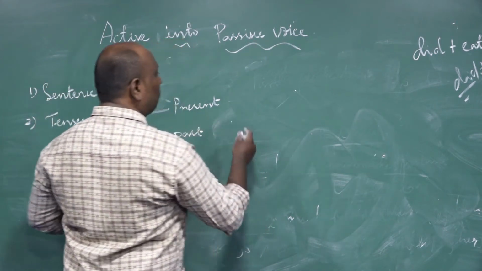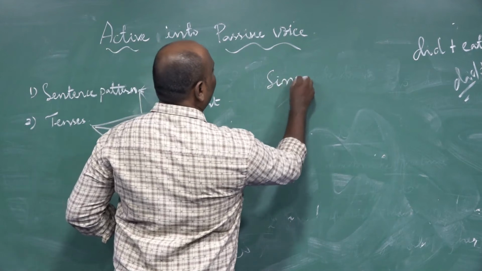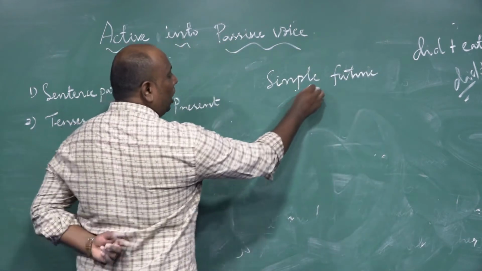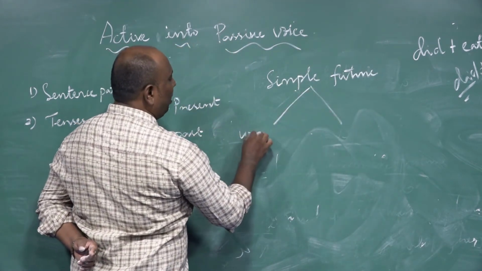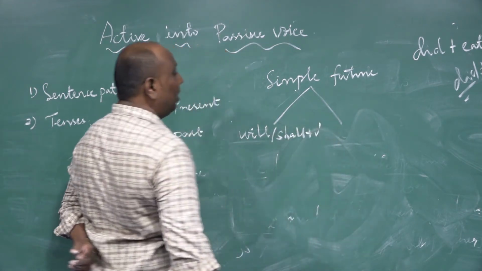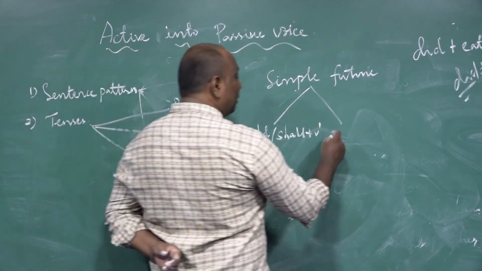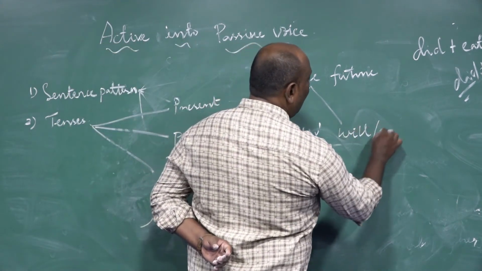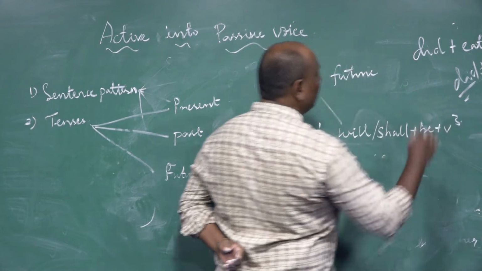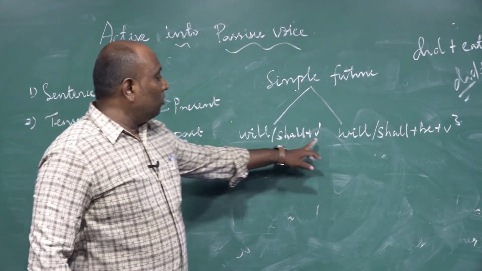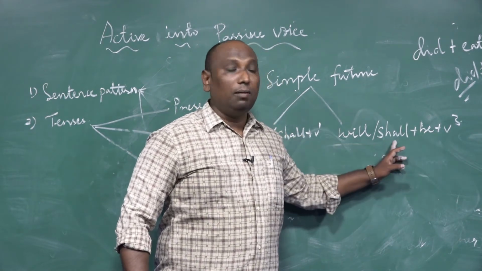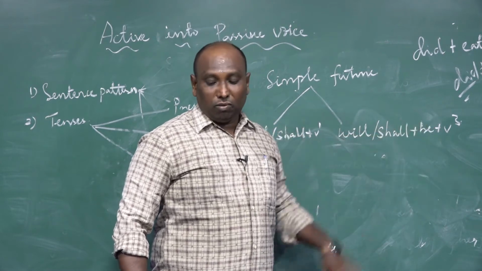What is the next tense form? Future. Simple future. For simple future, we require the auxiliary will or shall and verb first form. Will or shall plus verb first form. For passive, we require will or shall plus be plus verb third form. So active is verb first form, and for passive we have to add be plus verb third form. Will be or shall be plus verb third form.